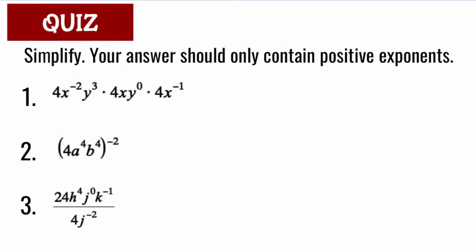Simplify. Your answer should only contain positive exponents. Question 1. 4x to the power of negative 2 y cubed times 4x y to the 0 times 4x to the power of negative 1.